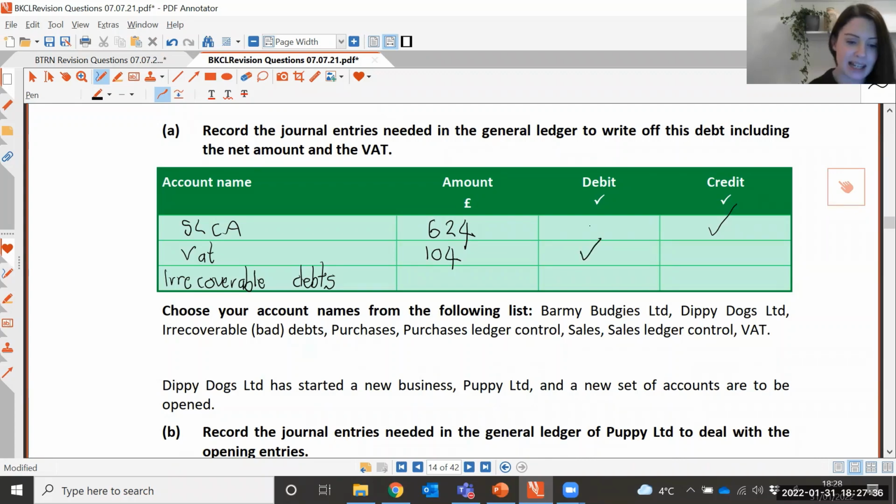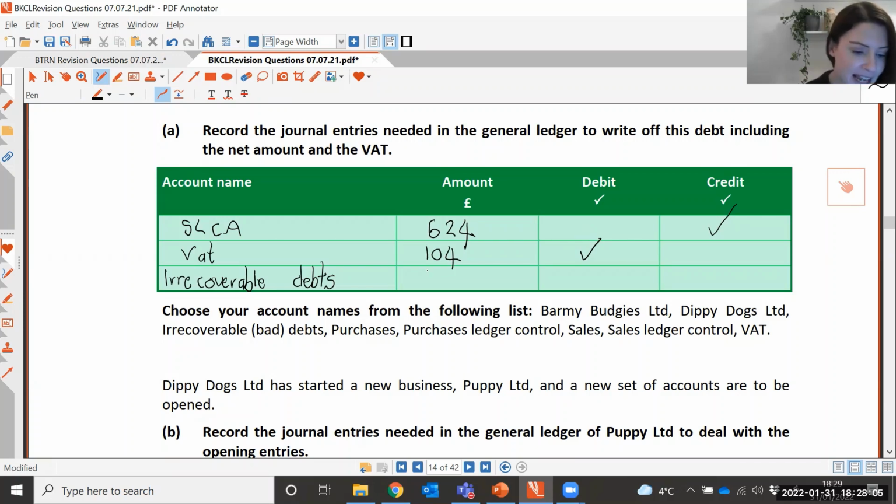Yeah, and it would be a debit, because remember, the VAT account is a liability, which falls onto the click side, the credit side, if the liability is increasing. But here, because it's an irrecoverable debt, we're not getting any money from that credit customer. So we don't need to pay that amount over to HMRC. So it would be a debit to reclaim it back.